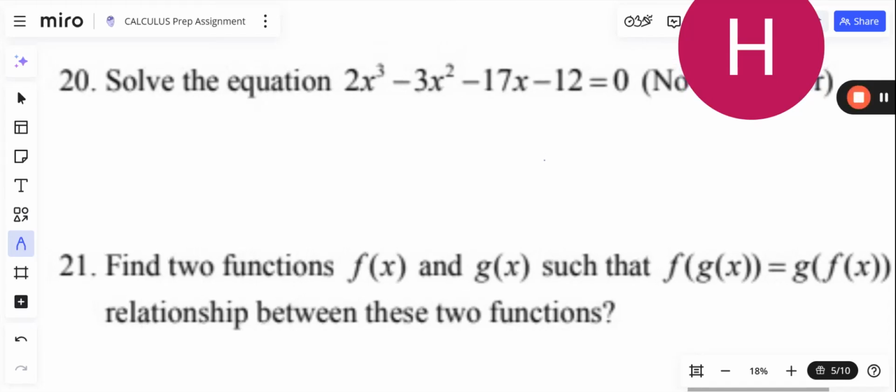Do you know how to solve this equation? This is a polynomial equation. If you don't, stick around. We're going to talk about exactly how to do that.